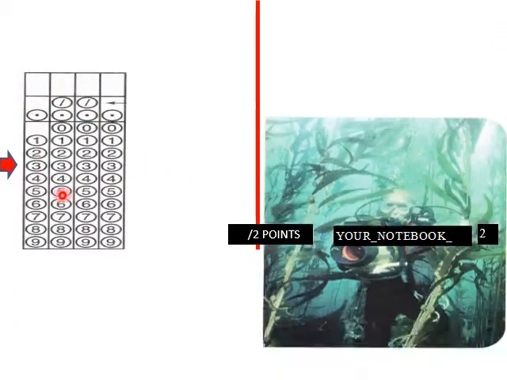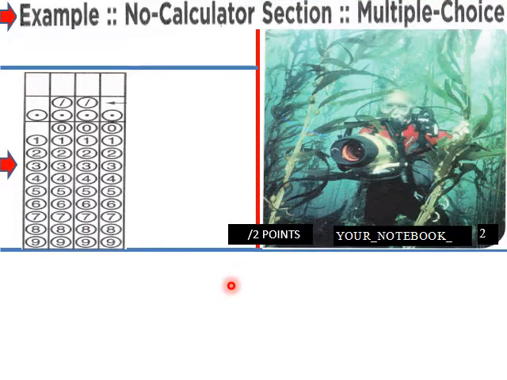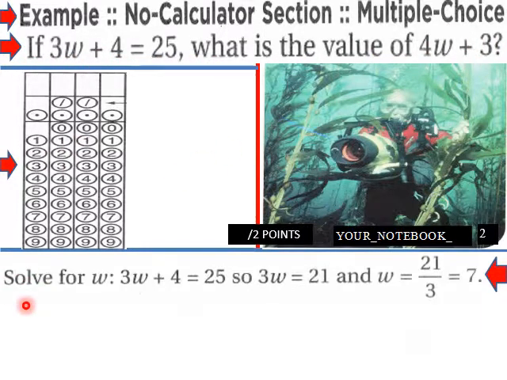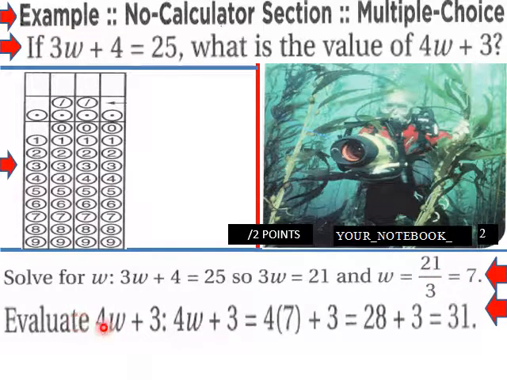Page 2, here's a grid. Example, no calc section, multiple choice. If 3w plus 4 equals 25, what is the value of 4w plus 3? So, solve for w: 3w equals 21, so w equals 21 over 3, which equals 7. Evaluate 4w plus 3, and then we plug in that, and that equals 31. So, grid in 31. So that'd be 3 and then 1.